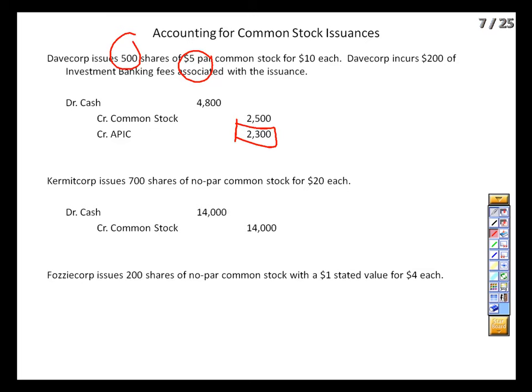Some states have said that the par value thing is a crock, so you don't have to put a par value on the stock. But gosh, we really need a number on that certificate, just because. So these shares will have a stated value, which for our purposes is the exact same thing as par value. When Fozzie Corp issues its shares for $800, we put the $800 into cash, we record the common stock at shares times par for $200, and we plug the rest to APIC.